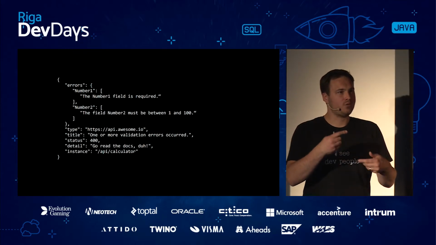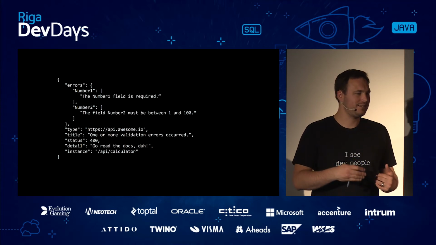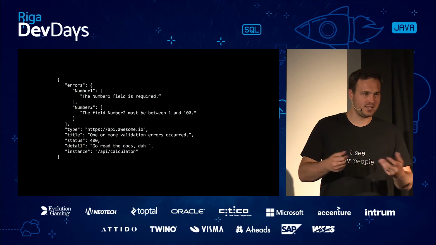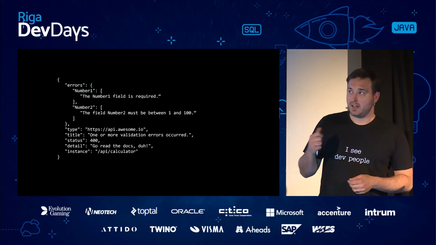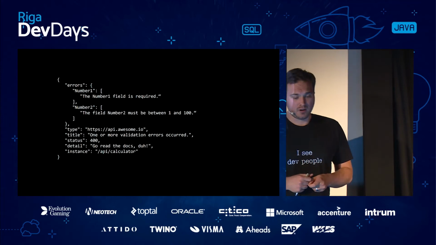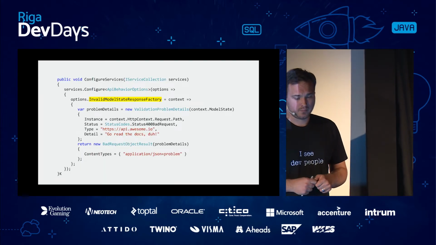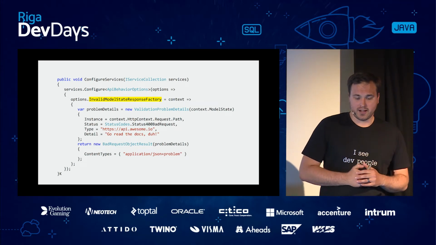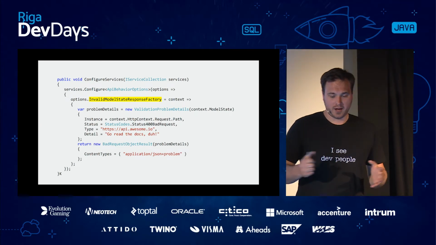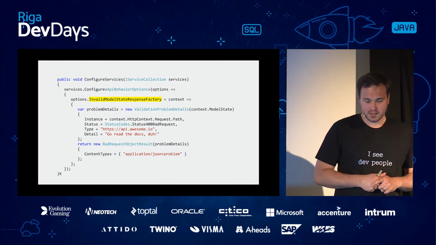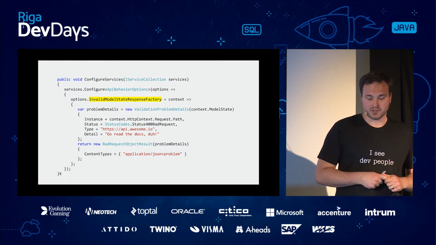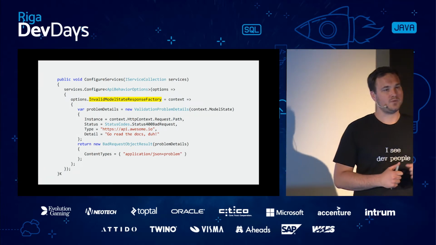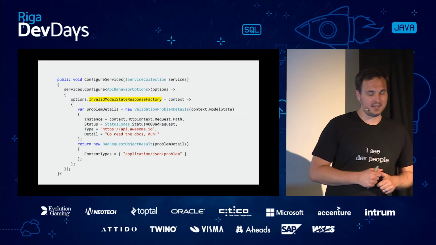You can add all this extra stuff to these validation objects, but this structure is part of that standard which is implemented. And how we do it is by just configuring the API options on our MVC stack. We just go InvalidModelStateResponseFactory, and we create a validation problem details object where we put in the values that we want, and that is it. And then the attribute will use this configuration to give you the values that it needs.